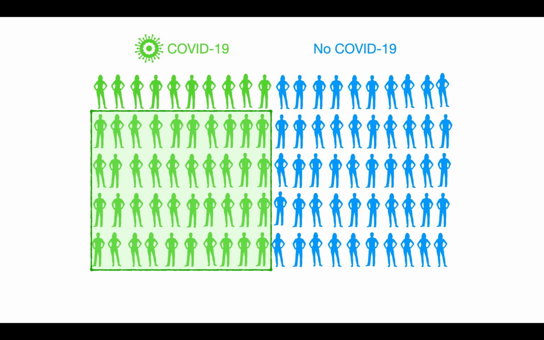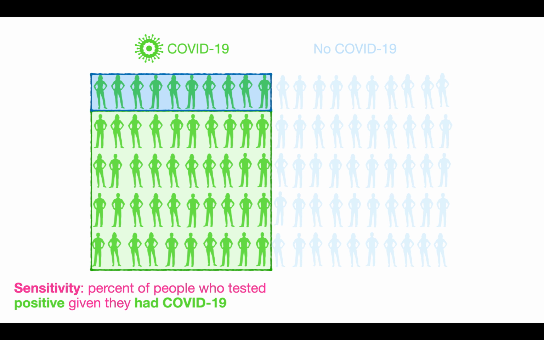So I've got these 40 people tested positive. And these 10 people here, they tested negative. And so the sensitivity of a test is defined as the percent of people who tested positive given they had COVID-19. And so in this case, if I look at my 50 people with COVID-19, 40 of them tested positive, and so my sensitivity is 80%.